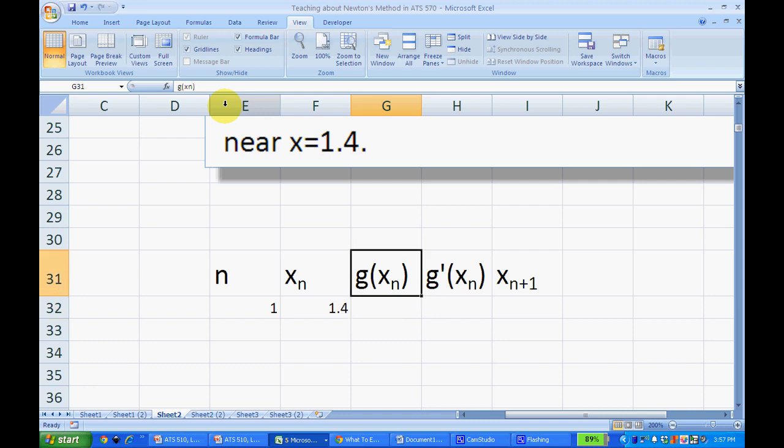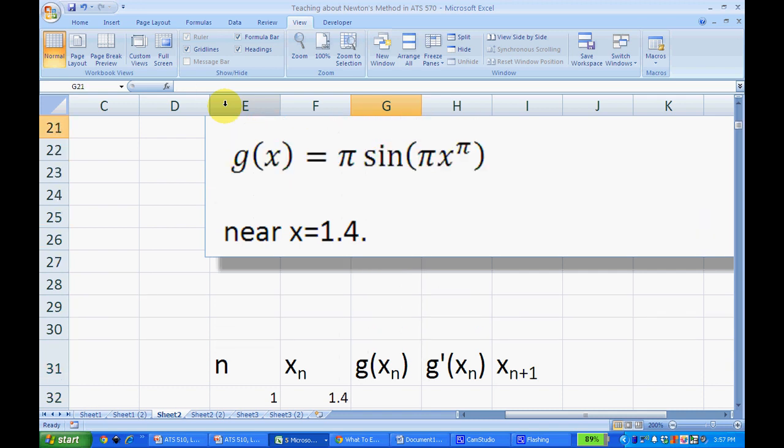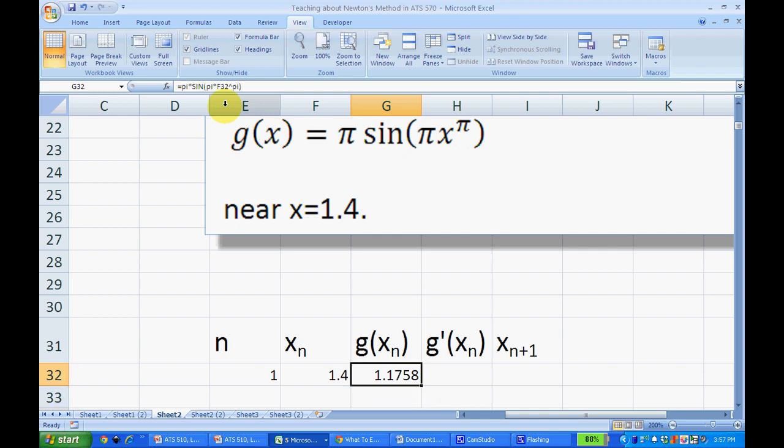For g of xn, if we go back and look, g of xn is pi sine of pi x to the pi power. So that is equal to, and here's my defined name, pi times the sine of pi times x. x is the value one cell to the left, raised to the pi power. Raised to is the caret symbol above the 6 on your keyboard. Pi times sine of the quantity pi times F32 raised to the pi power. Looks good to me. And that's the number we get right there.